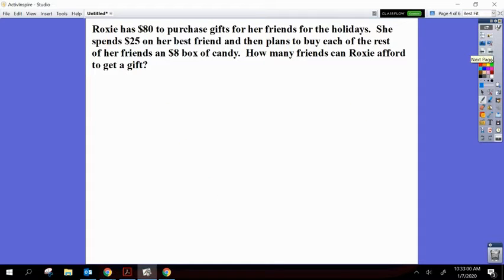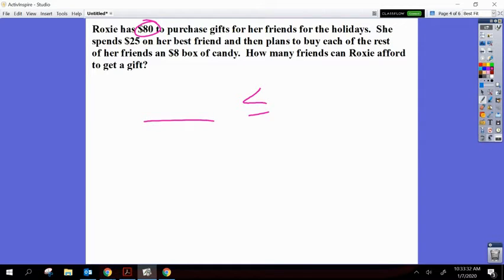The next example has to do with buying some holiday presents, Christmas, Hanukkah, Kwanzaa, etc. Roxy has $80 to purchase gifts for her friends. She spends $25 on the best friend and then plans to buy each of the rest of them an $8 box of candy. So each of them gets that $8 box of candy. How many friends can Roxy afford to get a gift? All right. So she has $80. Whatever she spends has to be less than or equal to 80. Because if what she spends is bigger than 80, well, that's not going to work.